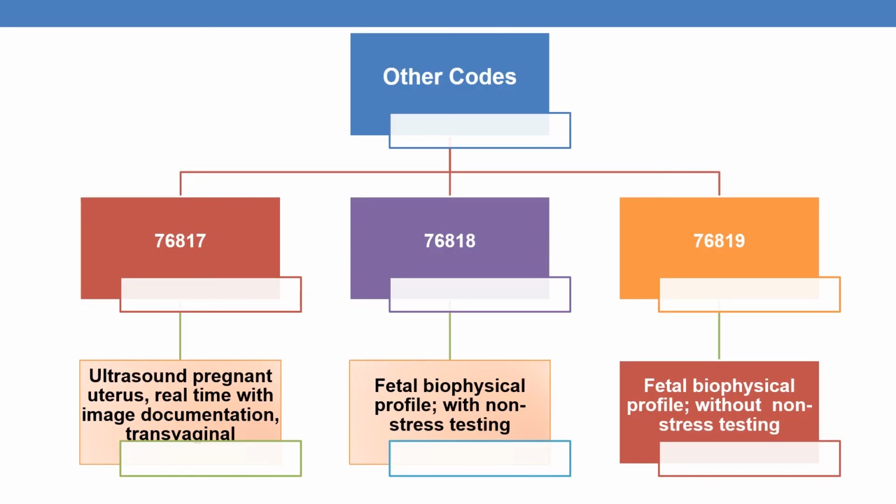The next code is 76818. Fetal biophysical profile with non-stress testing. The code for fetal biophysical profile with non-stress testing is 76818. And the code for fetal biophysical profile without NST, which is nothing but non-stress testing, is 76819. So with NST the code is 76818. Without NST the code is 76819.